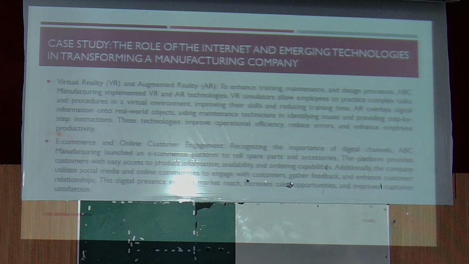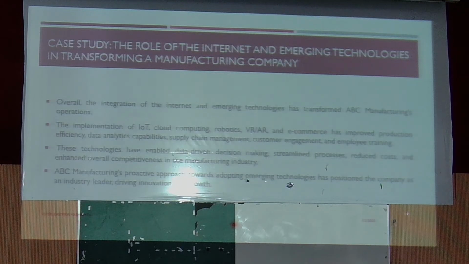Okay. E-commerce and online customer engagement. Recognizing the importance of digital channels, ABC launched an e-commerce platform to sell spare parts and accessories. The platform provides customers with easy access to product information, availability and ordering capabilities. Additionally, the company utilizes social media and online communities to engage with customers, gather feedback, and enhance customer relationships. This digital presence expands market reach, increases sales opportunities, and improves customer satisfaction. Is this thing clear to you?